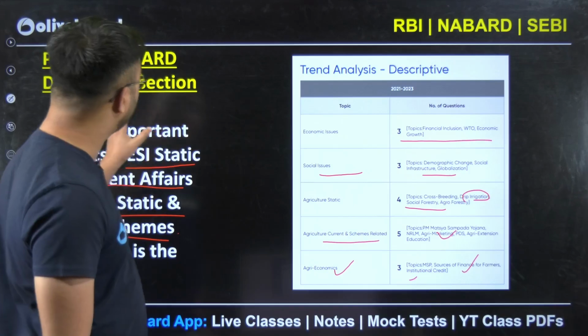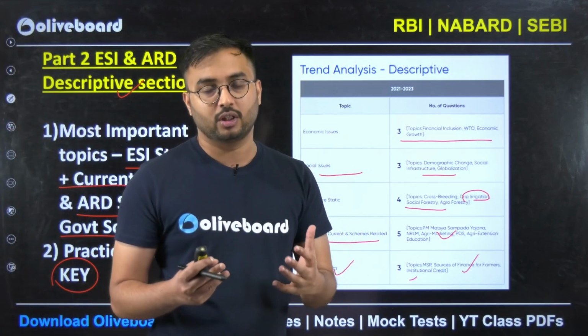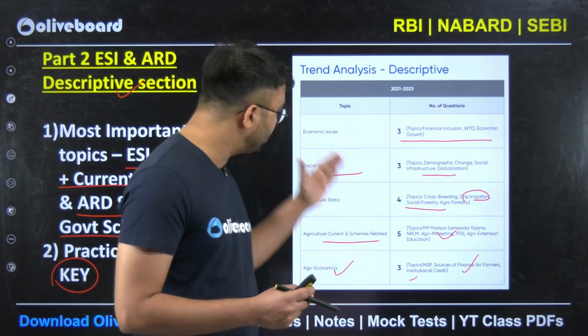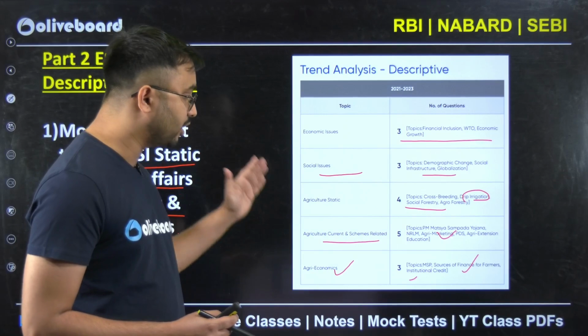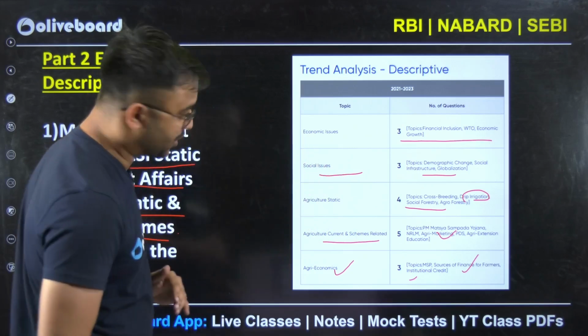So what to do for the descriptive part? Again, look at all of these topics. Don't you think these topics are relatable in nature? So that's why rather than preparing the hardcore syllabus, you should go for important topics for all these main areas: economic issues, social issues, agriculture static, agriculture current affairs and scheme related, and agri economics. Okay, so you can prepare in this way.